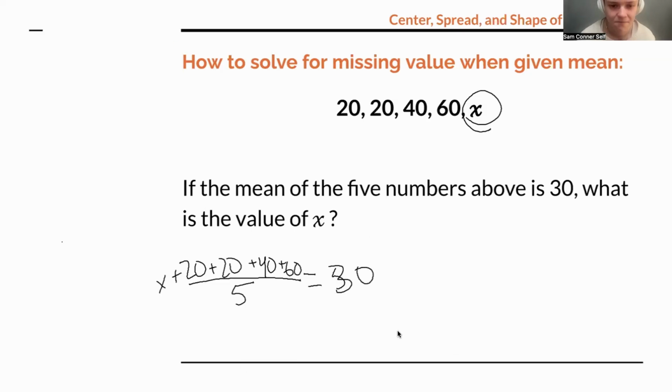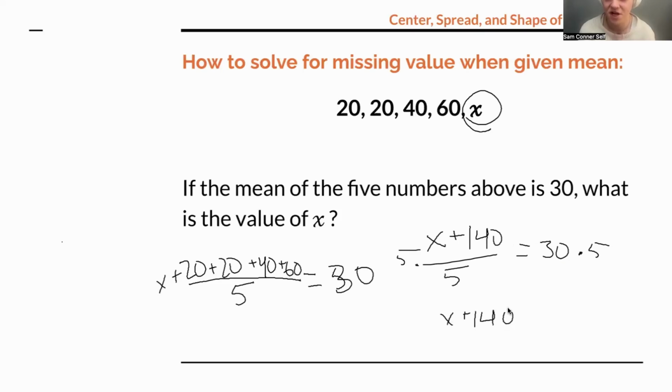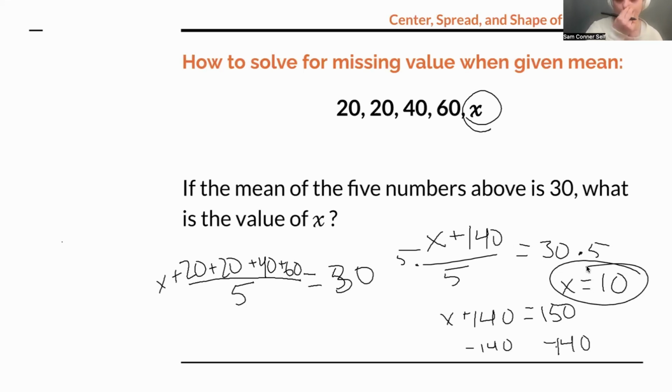Once we have this set up, you just solve. So we're going to add these four terms. So it's going to be x plus 140 over 5 is equal to 30. Multiply both sides by 5 to get it out of the denominator, to get x plus 140 equal to 150. And then you subtract 140 from both sides to get x equals 10. Then you can double check that by adding these all up again, adding 10, and then dividing by 5 and making sure you get 30.